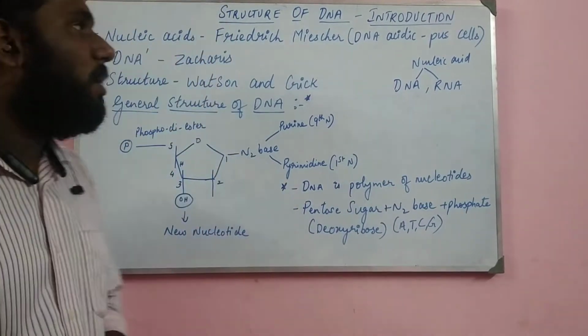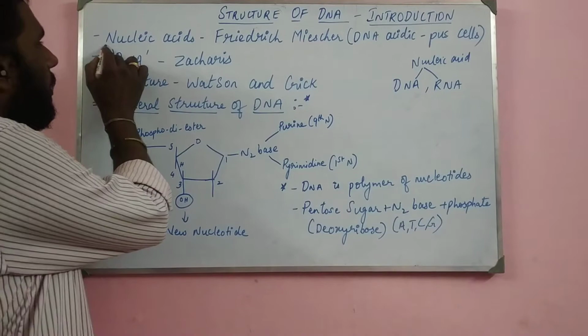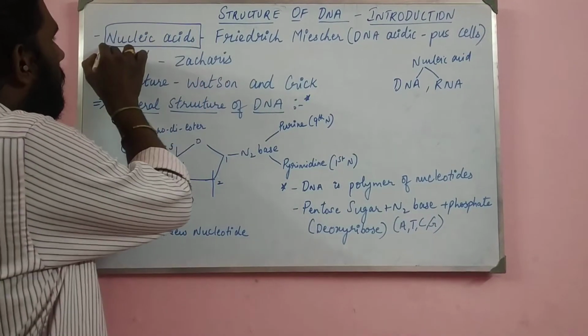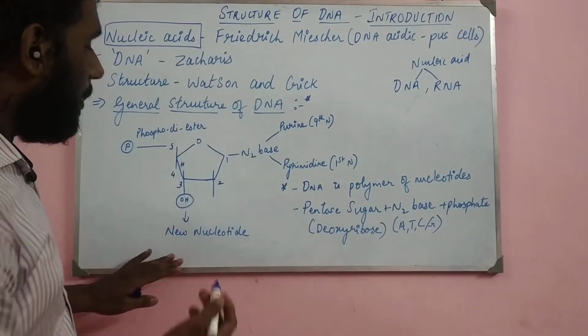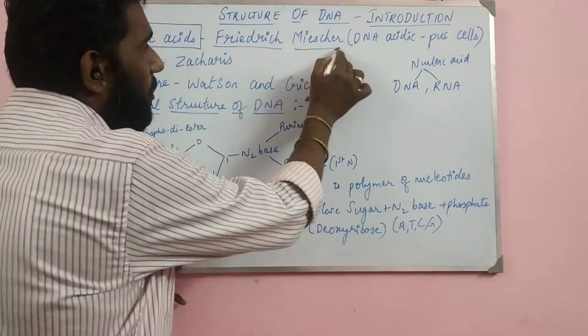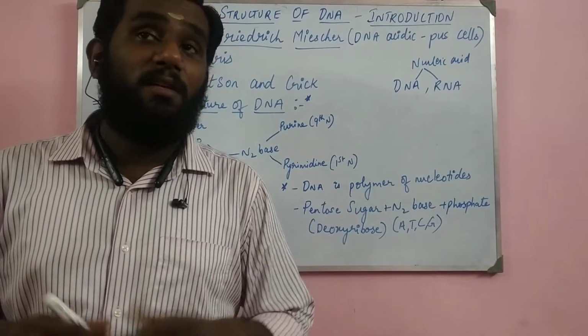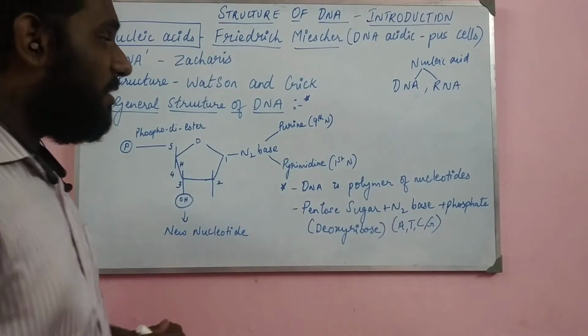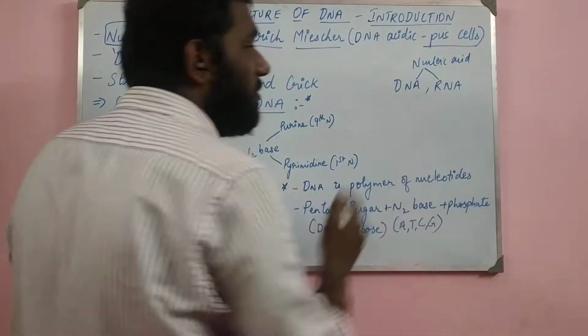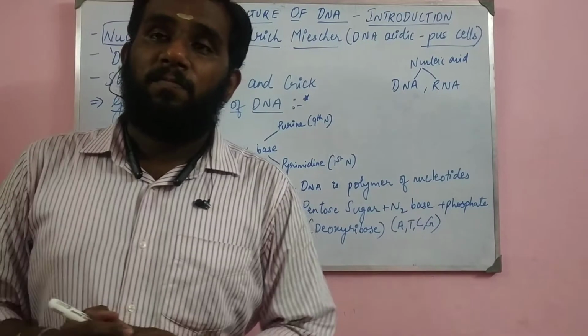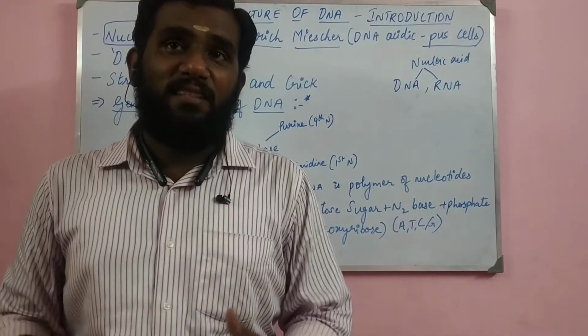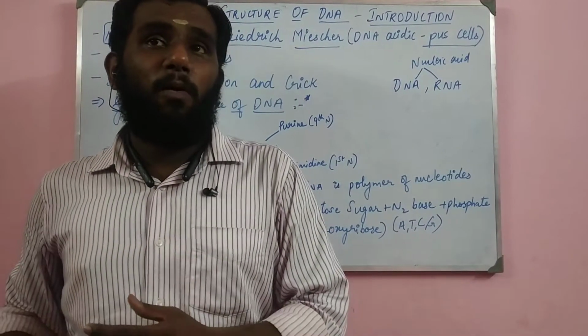Now first, this nucleic acid was discovered by Friedrich Miescher. So he was the scientist who identified the nucleic acids. And where did he identify? He identified in the pus cells. So what are the pus cells? The pus cells are basically the dead cells, but they come out from a living tissue.